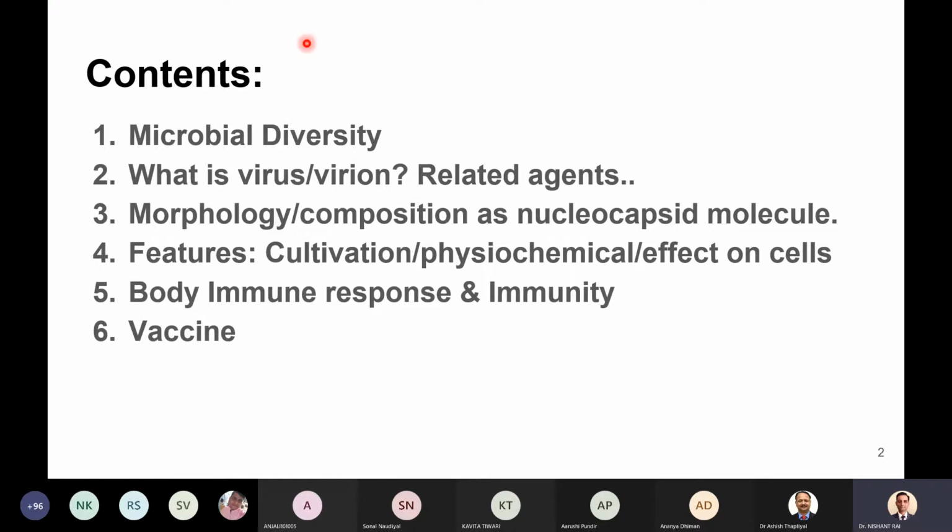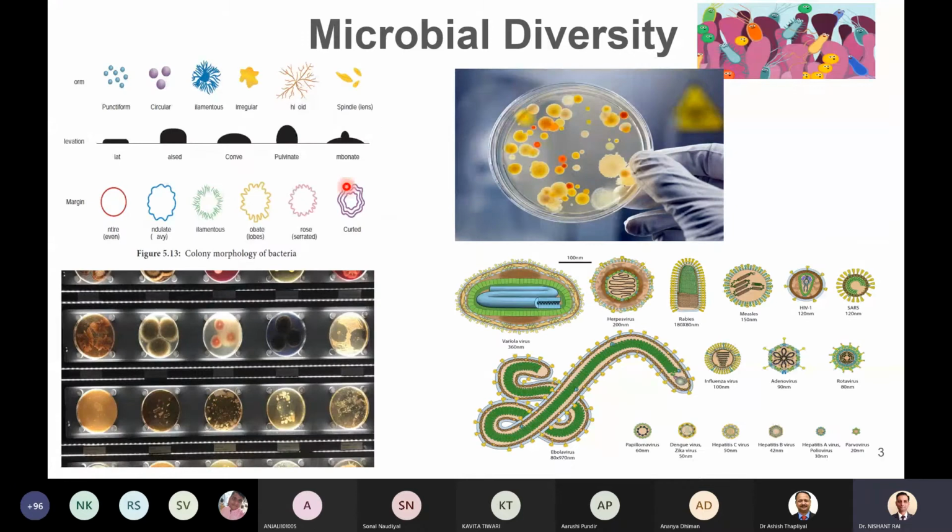So I'm trying to give you an idea about microbial diversity, a little bit about viruses, virions, morphology, composition, then a little bit about features, properties, body defense mechanism, how it works, and vaccines, right? So we'll take up the pictures and we'll take up the notes from the councils or health organizations as well. Moving ahead.